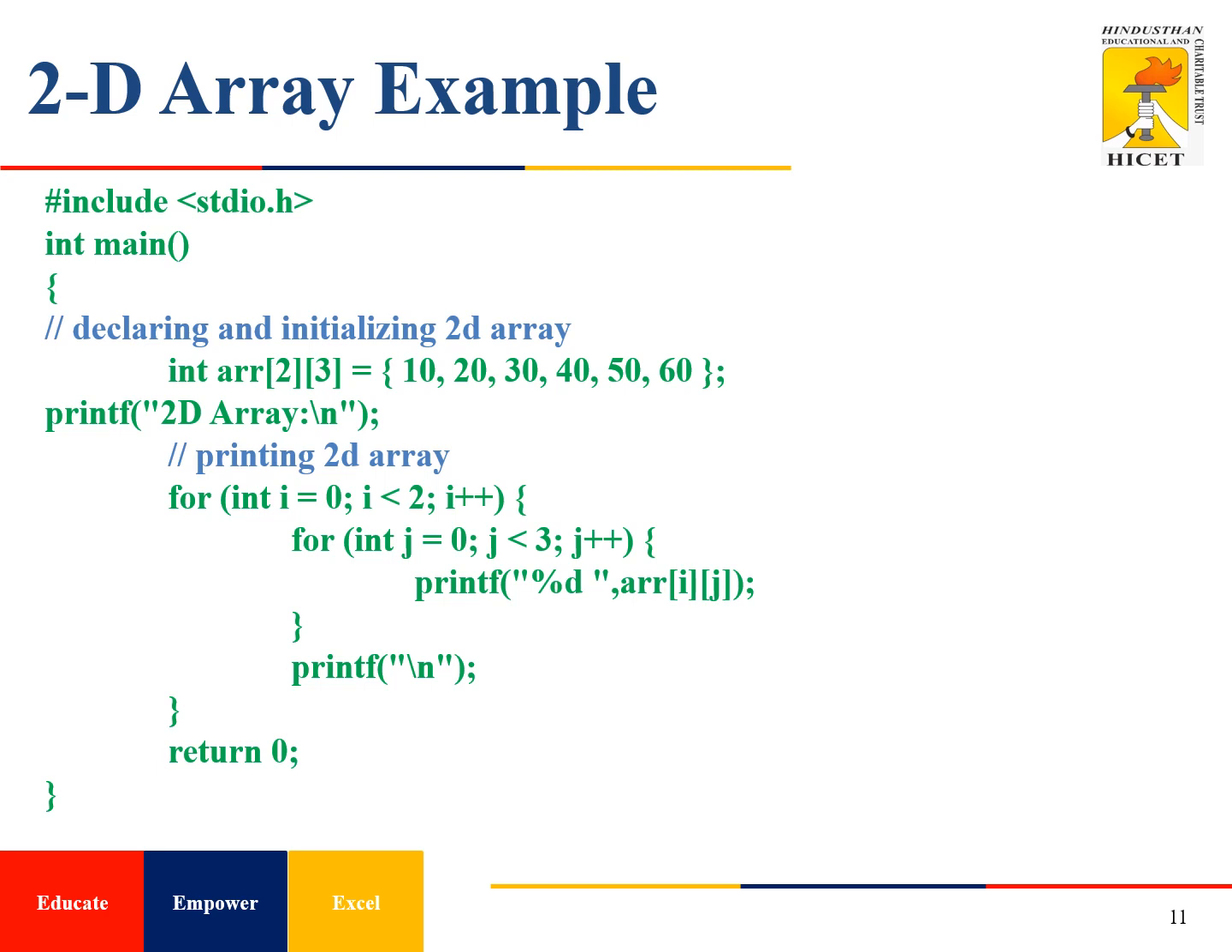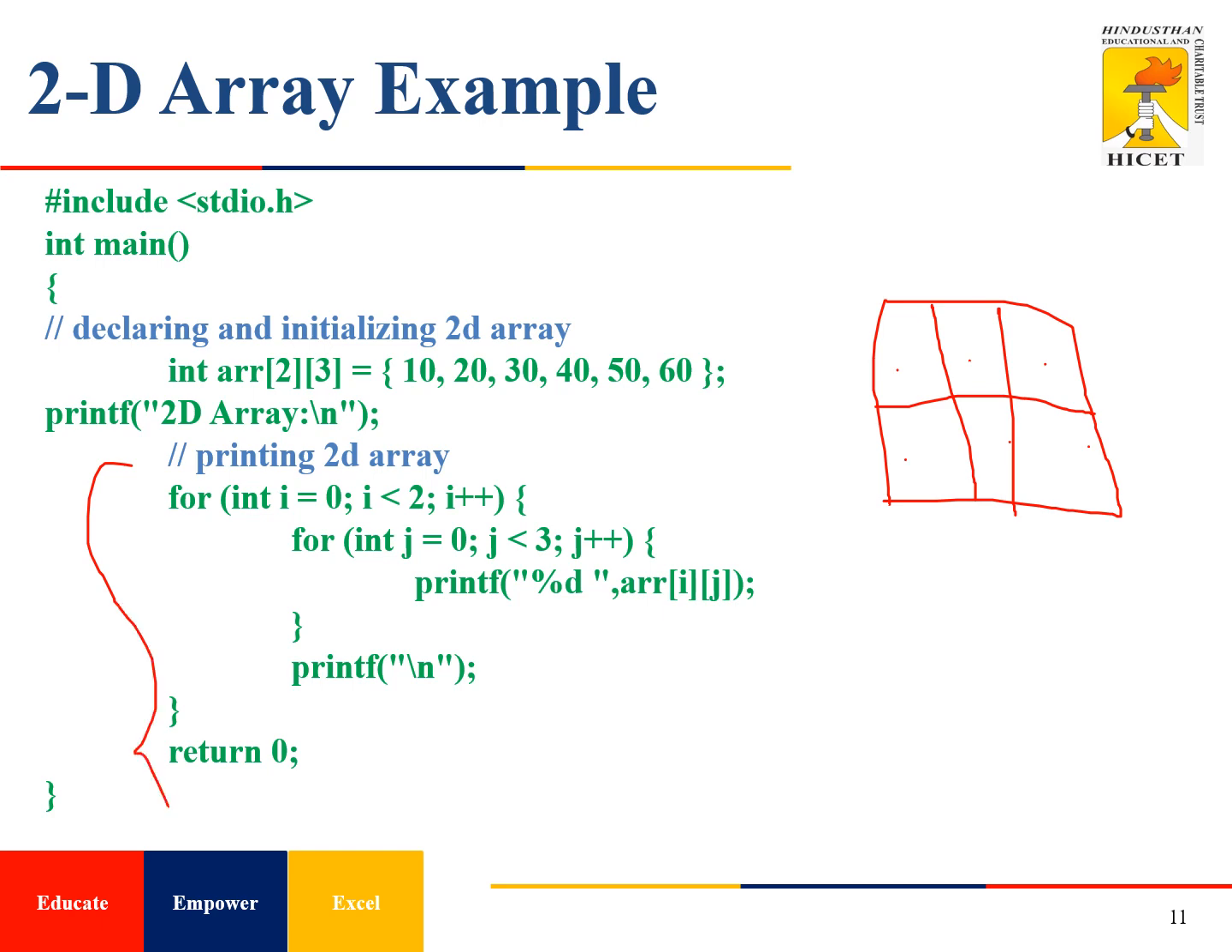So the values assigned are 10, 20, 30 and 40, 50, 60, like this. With 2 rows and 3 columns, here I am going to assign 10, here it is 20, here it is 30, and here it is 40, here it is 50, here it is 60. This is how the array looks. And finally, I am going to print the array elements using a for loop. Okay.